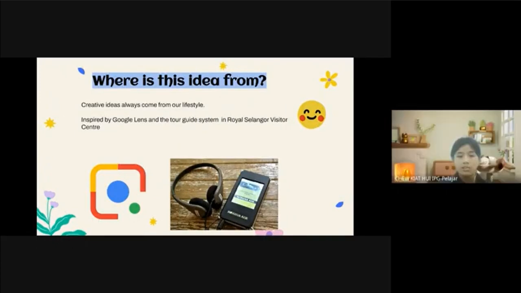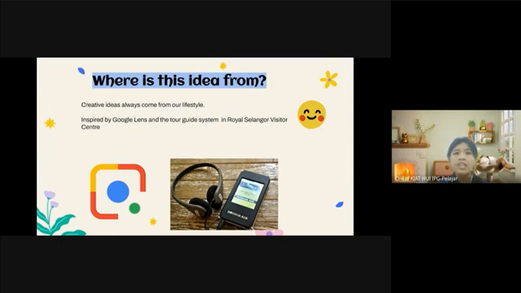So next, I'll be explaining where the idea is from. I believe that creative ideas always come from our lifestyle, where everyone can be an innovative or creative person if we have the characteristic of curiosity and being observant in our daily life. So this idea is inspired by Google Lens and the tour guide system in Royal Selangor Visitor Center.